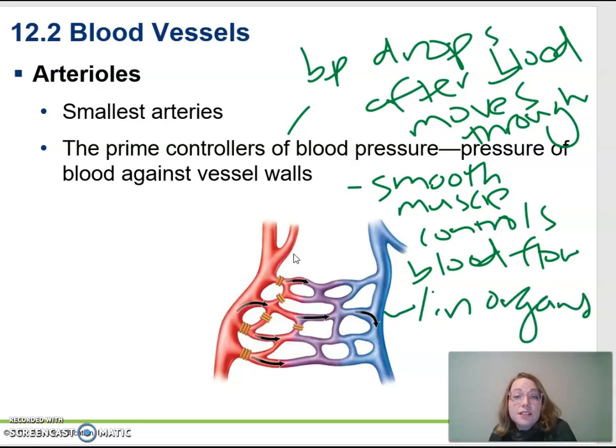So in your lungs, for example, you're going to want to send the most blood to areas where you can pick up the most oxygen, right? So the arterioles leading to the nice lung space, lots of oxygen, will open up. Whereas if there's low oxygen, there's high CO2, you're going to constrict those blood vessels and send less blood there.